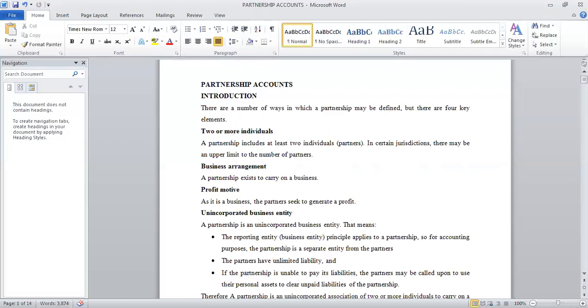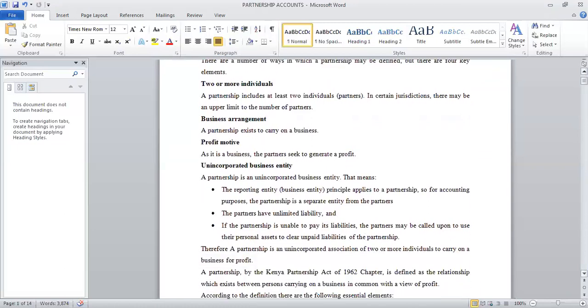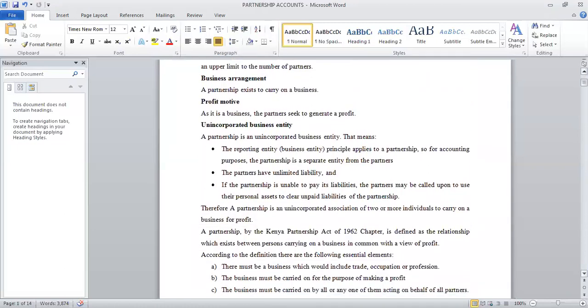So you need to understand that a partnership is an engagement in business where the owners are 2 or more individuals. Those individuals have come together to form a business, not any other engagement. And because it is a business, it is normally established with the motive of making profit.